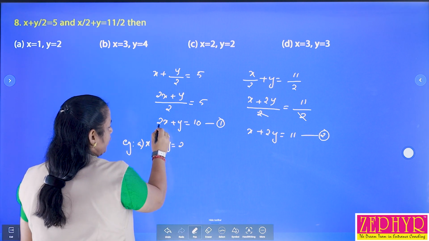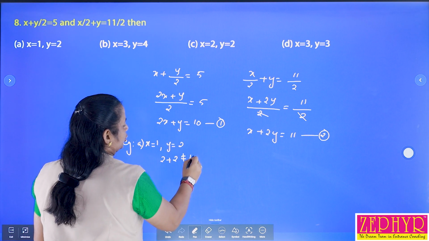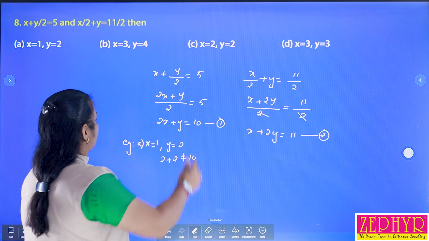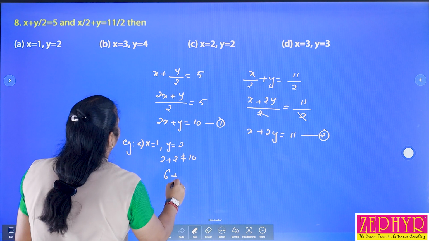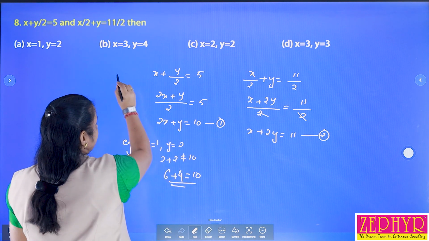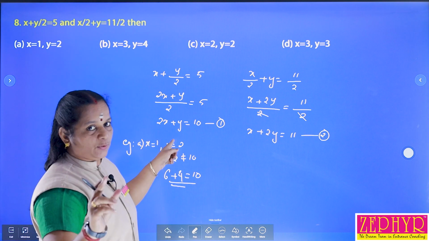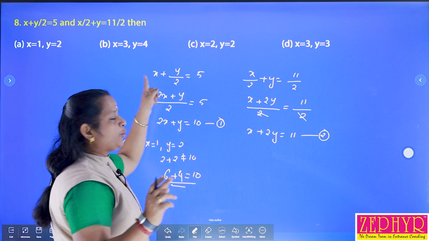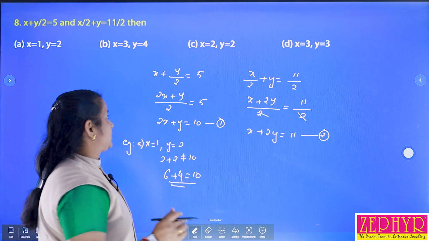x = 1, 2 into 1 is 2, plus 2, that is not equal to 10. So the first option is not the right answer. Then come to the second option, x = 3, 3 into 2 is 6, plus 4, so it satisfies the first equation, 10. So x = 3 and y = 4 is a solution for our first equation. We need to check whether this value also satisfies our second equation; only then is it the correct answer.